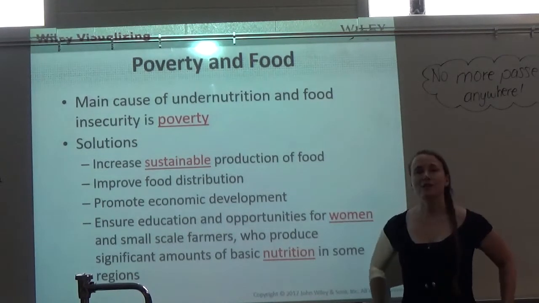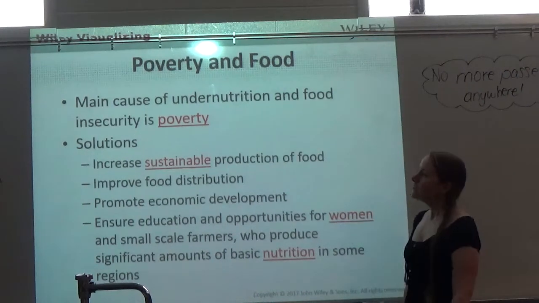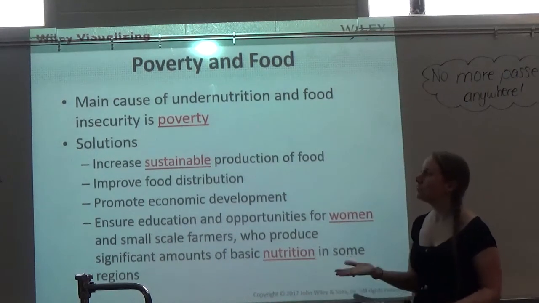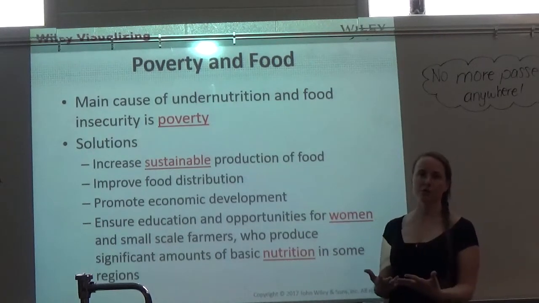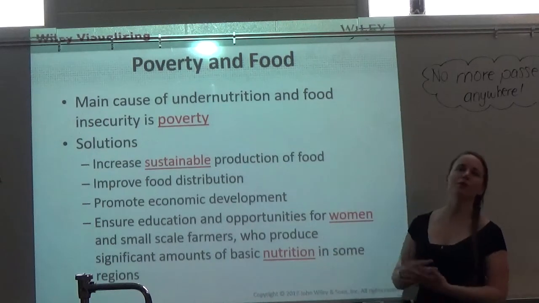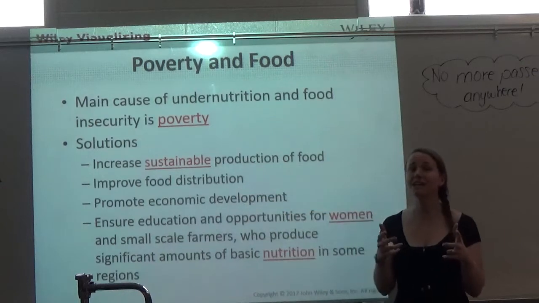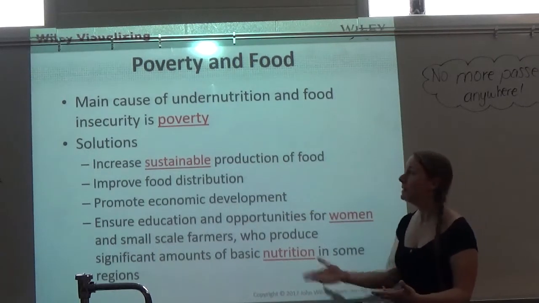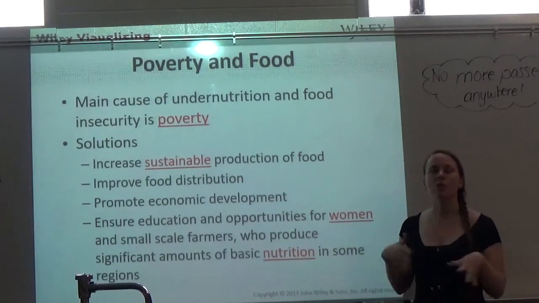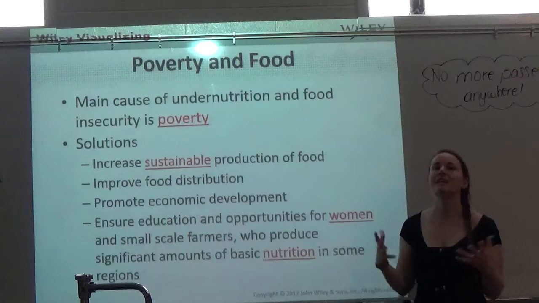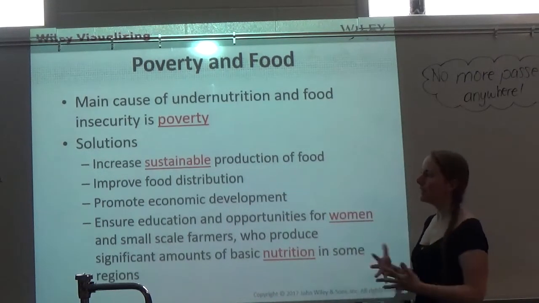So, why are so many undernourished people in the world? Well, the main cause is poverty. So, what are some solutions? Well, we could increase sustainable production of food. Some countries have a lot of trouble producing enough food because they don't have necessarily good soil or things like that happening over there. We can improve food distribution. The thing is, there's technically almost enough food in the world, but it's not spread out evenly. Like in America, we have way more food than we need, whereas in another country, they may be in desperate need of food. So we need to help distribute that food to make it fair to where everybody has access.